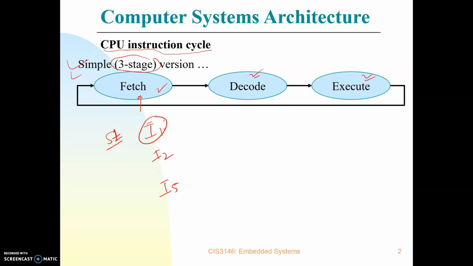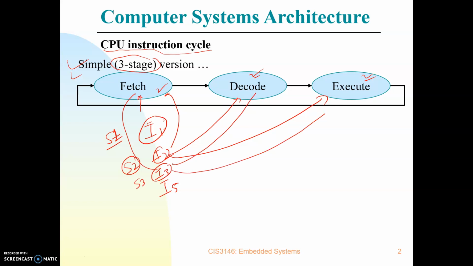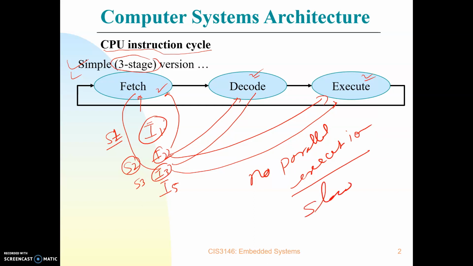Similarly, for instruction number 2, that is iteration 2, fetching the instruction, decoding the instruction, and executing the instruction. For instruction I3, repeat the same process in iteration number 3. So here you will not see any parallel execution. One by one, instructions will get executed. This will be a slow system.